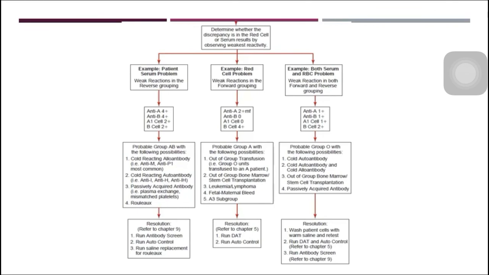Next, probable group O with the following possibilities naman po. That's, yan naman po pag both serum po and RBC yung problem natin. So, probable group O with the following possibilities: cold autoantibody, cold alloantibody, and possibly acquired antibody. So, resolution for cold autoantibody po, washing the patient cells with warm saline po. Again, washing the patient cells with warm saline and retest.